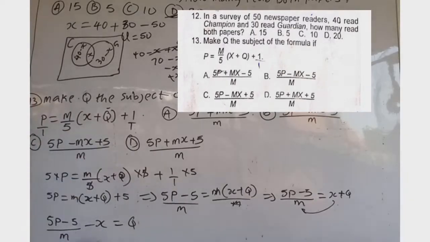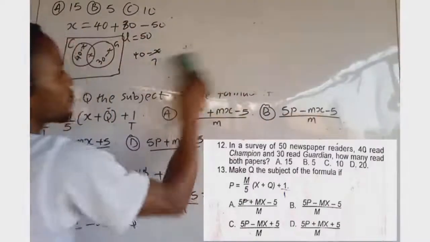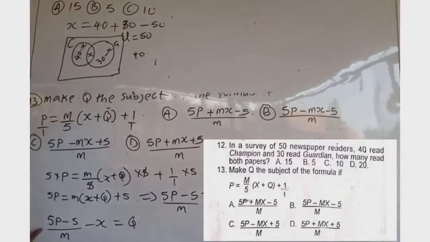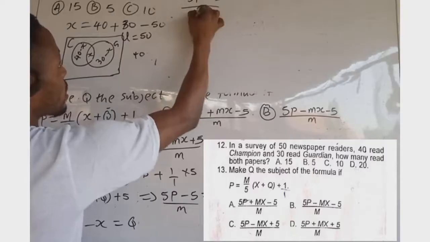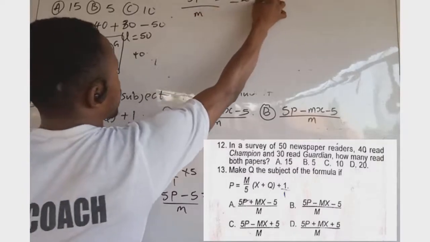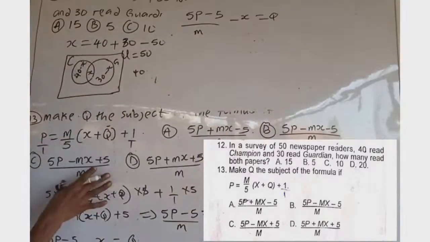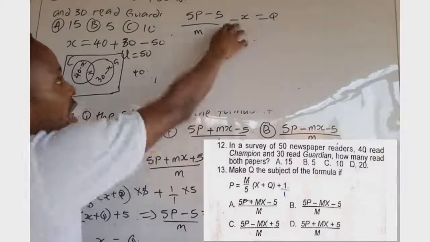So if you look at our options, this is not there, because the solution is not in this option. You can still work it. Okay? So in this place now, let me clean this place. Since we have 5p minus 5 over m minus s equal to Q, and it's not in the options, this one still has a solution.